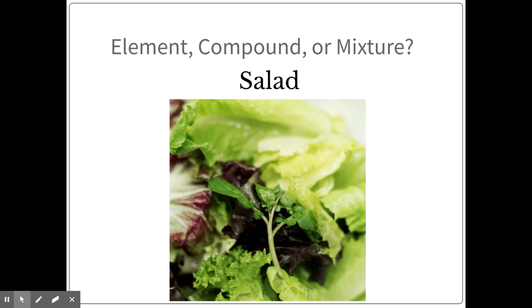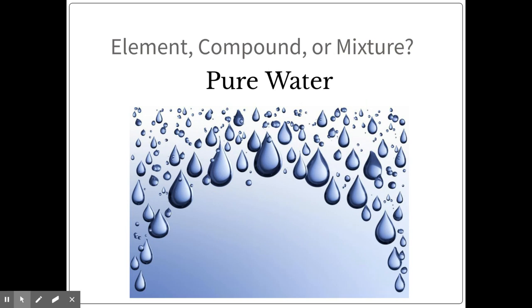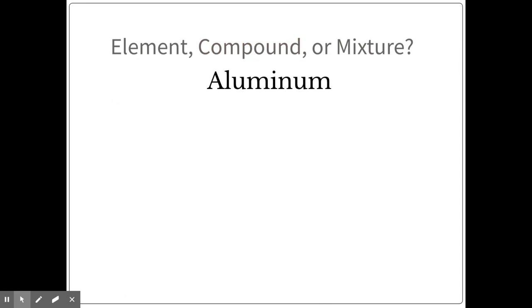A salad. This one seems a little easier. It's not one substance. It's got dressing. It's got different kinds of vegetables. Salads are mixtures. Pure water. This is tricky. Pure water. No contaminants, just pure water. Is not an element. It is a compound. H2O. 2 hydrogens, 1 oxygen. Even if there's nothing else in it, pure water is still a compound.